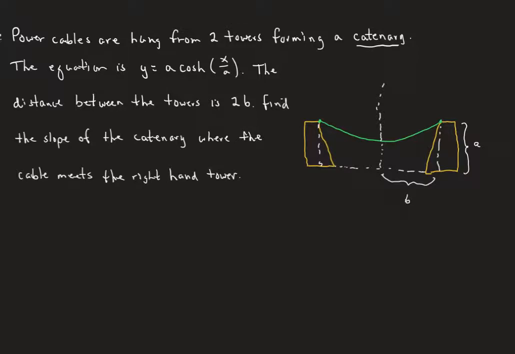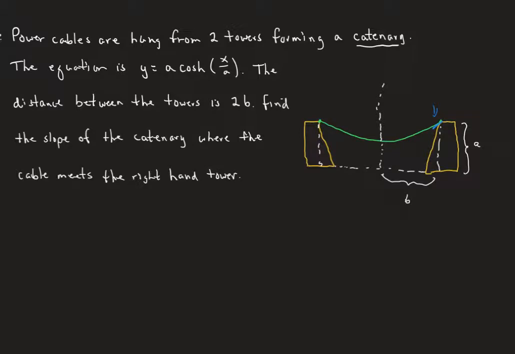And so the equation of that is given by a hyperbolic cosine of x over a, and so it is kind of parabolic because our hyperbolic cosine sort of looks like a parabola. And we're going to be told that the distance between the two towers is 2b, and we're going to try to find the slope of the catenary where the cable meets the right-hand tower. So we want the slope of that catenary as it comes into the tower there.